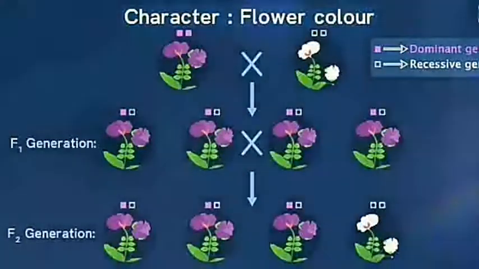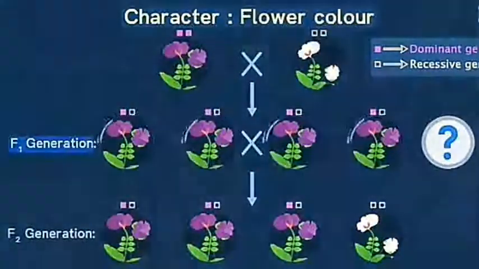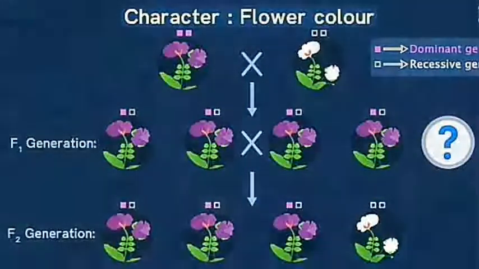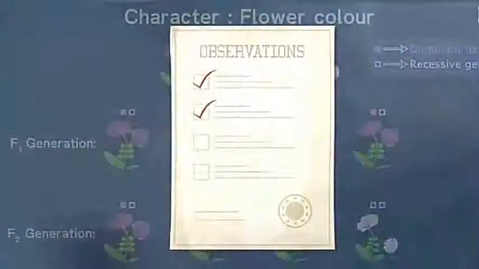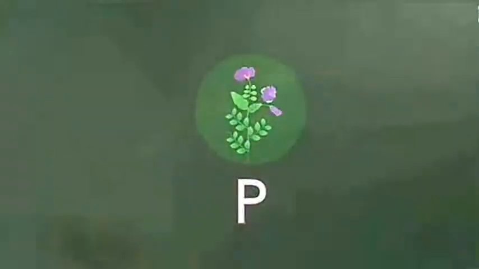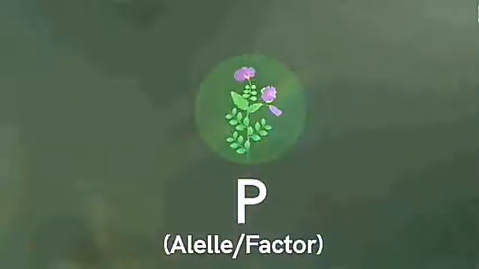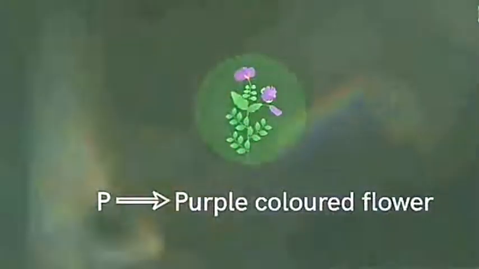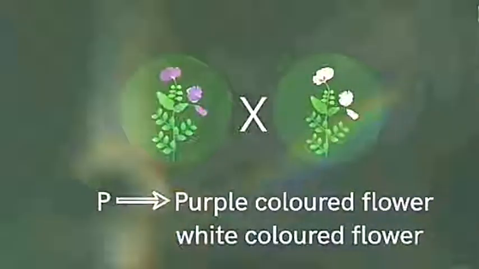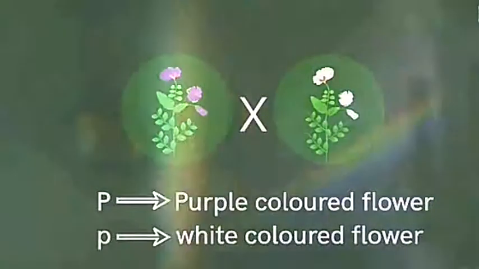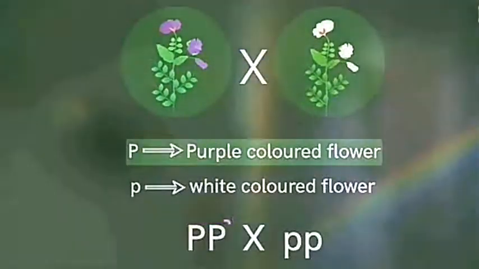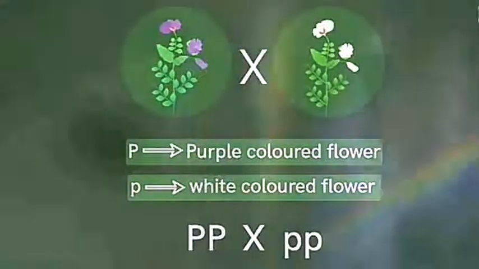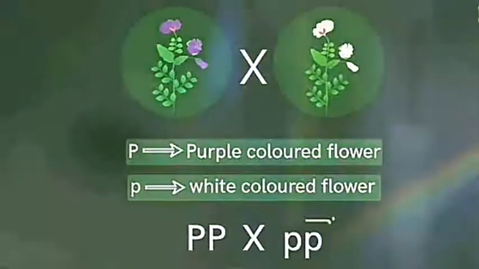We now know that the purple color was expressed because it carries the dominant gene, while the white color was not expressed because it is controlled by a recessive gene. Let's understand this by looking at the procedure. If capital P is used to represent the allele or factor that produces purple flower, and lowercase p is used to represent the allele which produces white color flower, any idea why we have to represent this character with double letters?